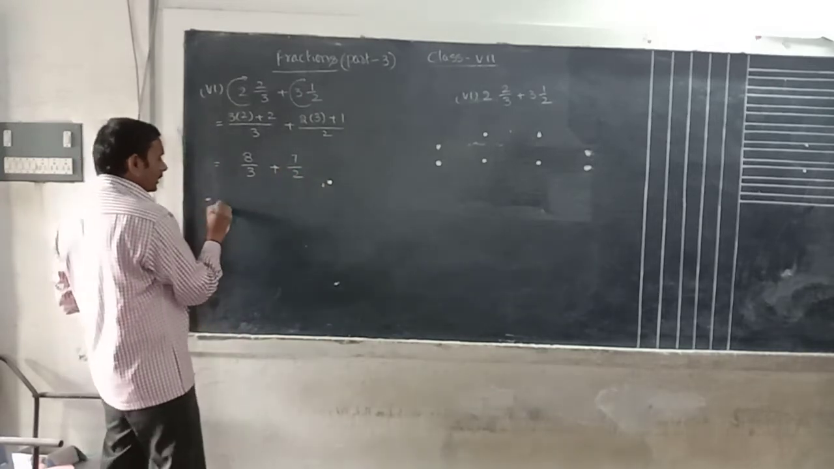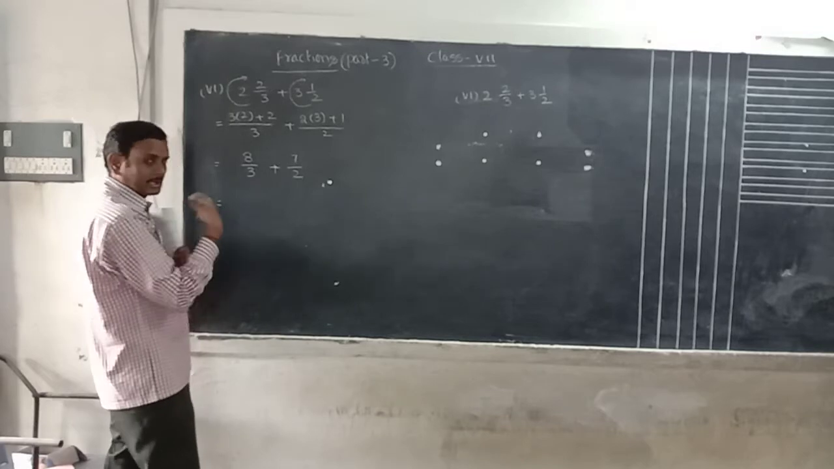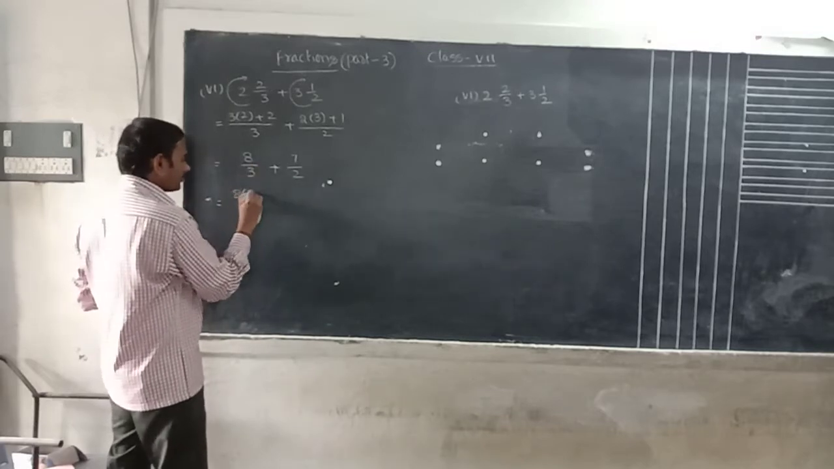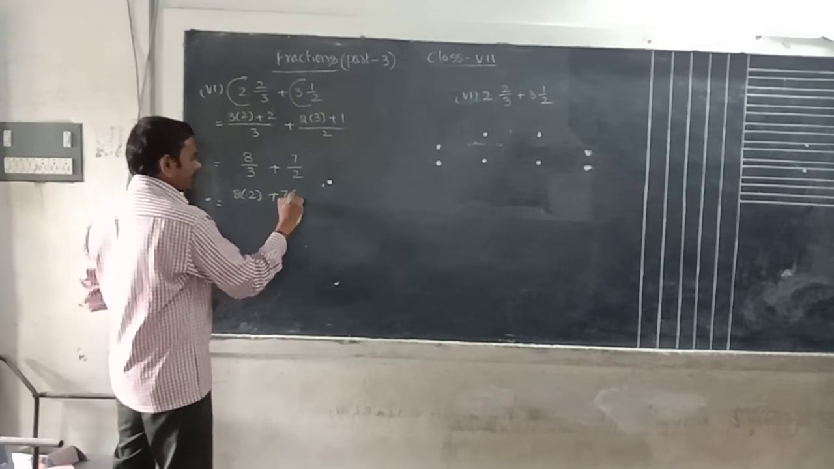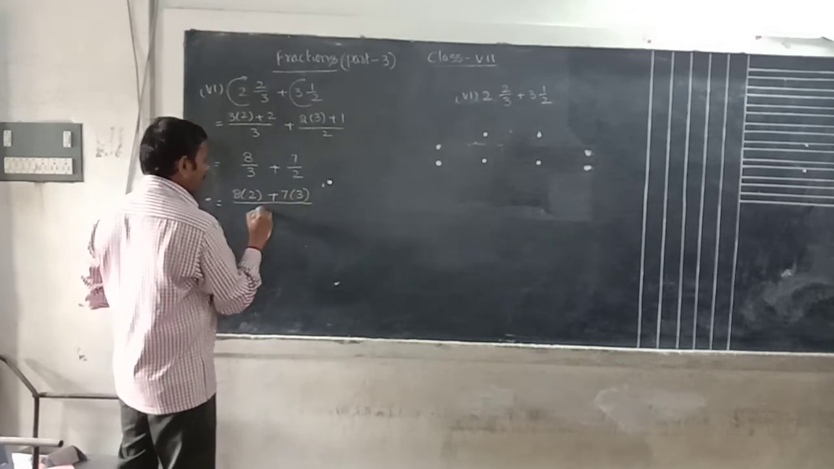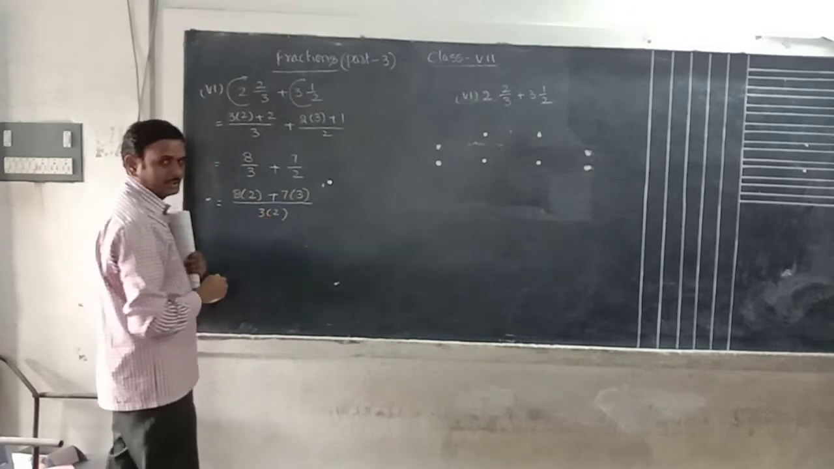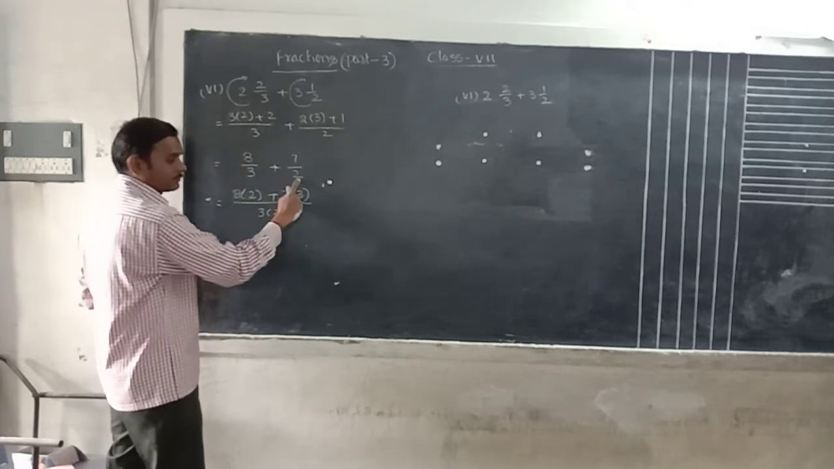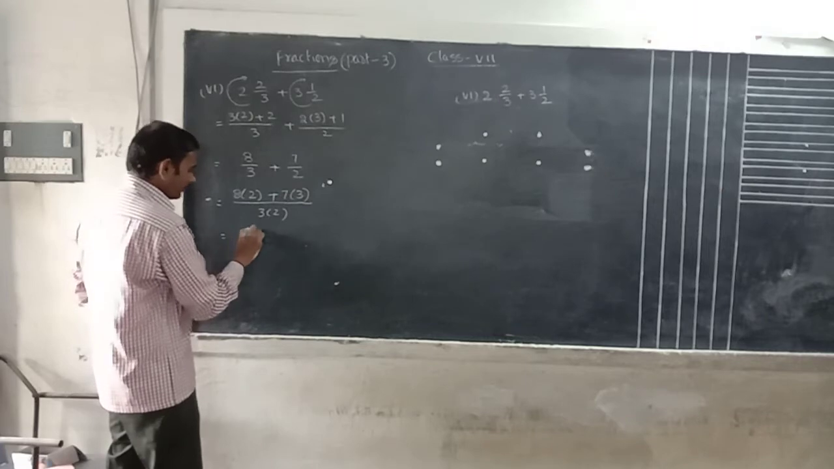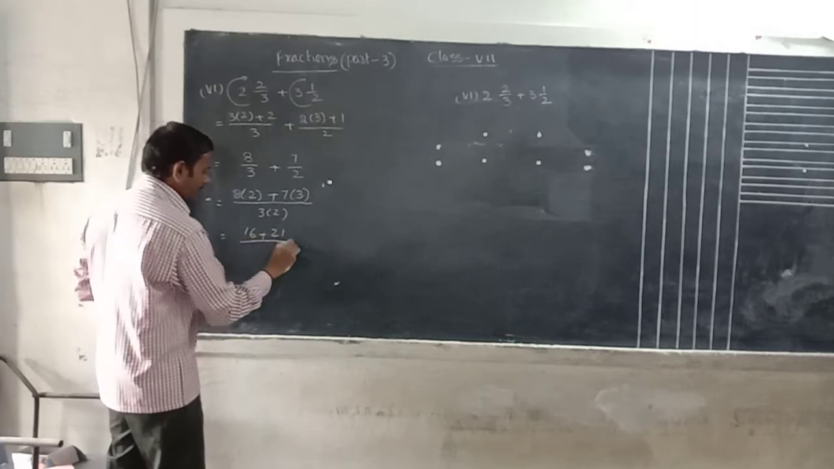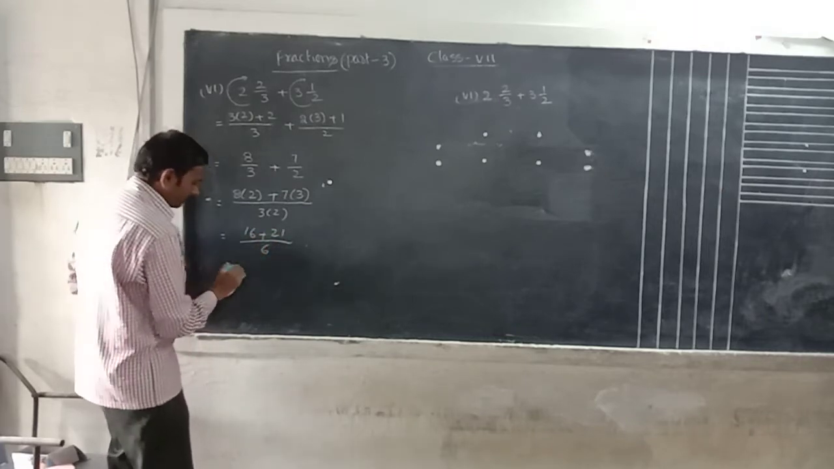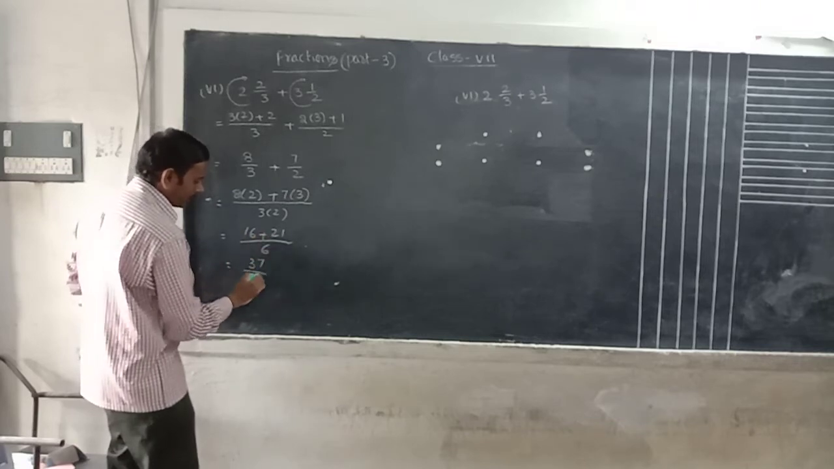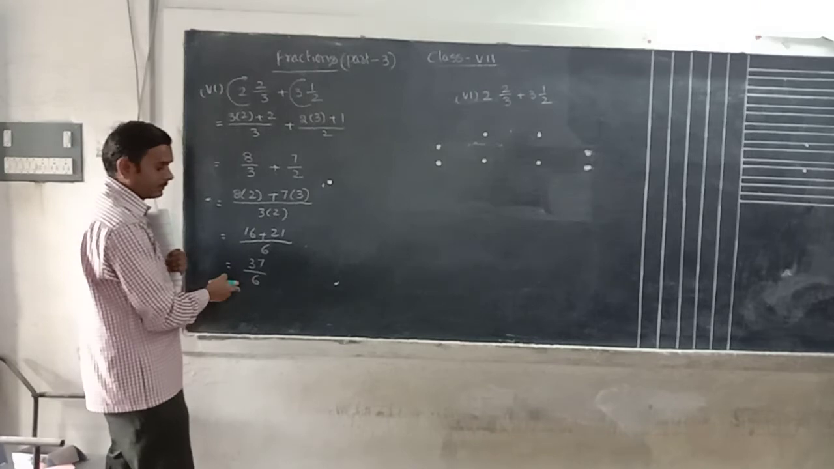Okay, now cross multiply. If you take the LCM also, we get the same thing. Cross multiply: 8 into 2 plus 7 into 3 by 3 into 2. 8 2s are 16, 7 3s are 21, by 6. Now we can add it: 16 plus 21 is 37 by 6. Any calculation is possible, then cancel.